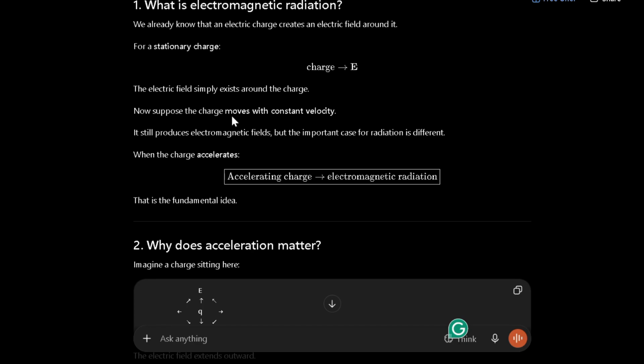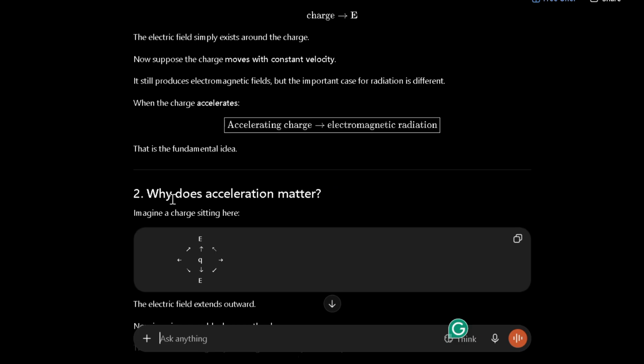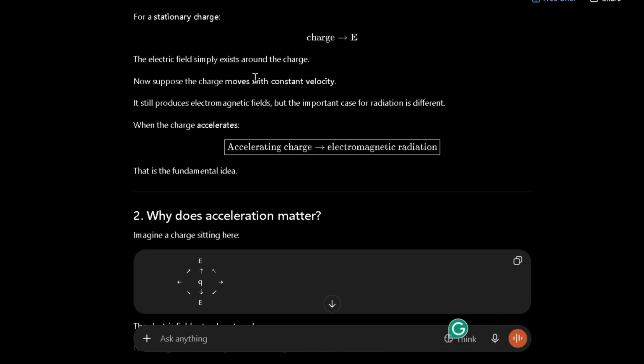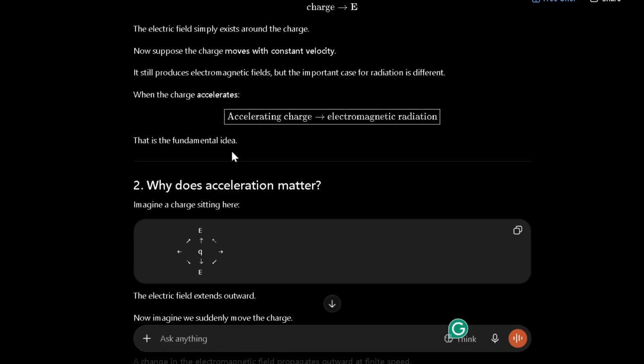The magnetic field only happens if there is an external magnetic field affecting them. Or else, we give some battery or voltage, then the electric charges will move. Charges moving with constant velocity will not radiate, but accelerated charges produce electromagnetic waves, which we call electromagnetic radiation. That is the fundamental idea.